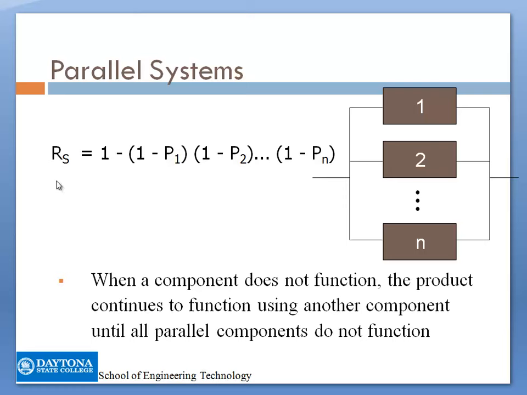And to calculate the reliability of the system is 1 minus the multiplication of the unreliability of each component. And unreliability will be 1 minus the reliability of that component. So that's how you calculate the reliability of a parallel system. As I mentioned before, when a component does not function, the product continues to function using another component until all parallel components do not function. This is the only way that a parallel system will stop.